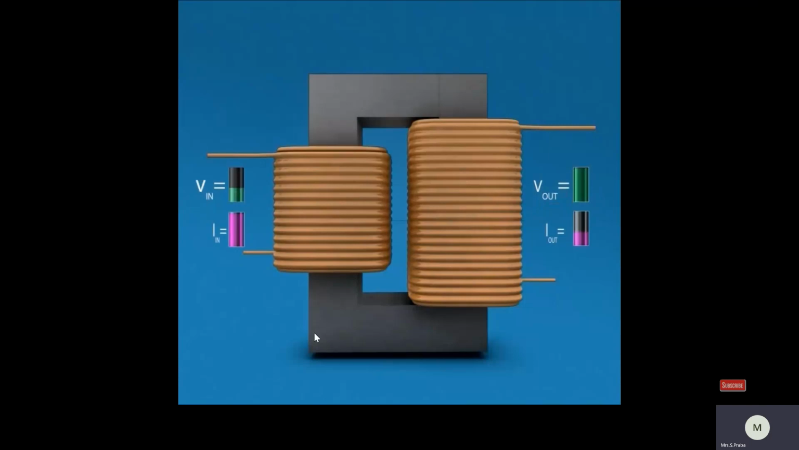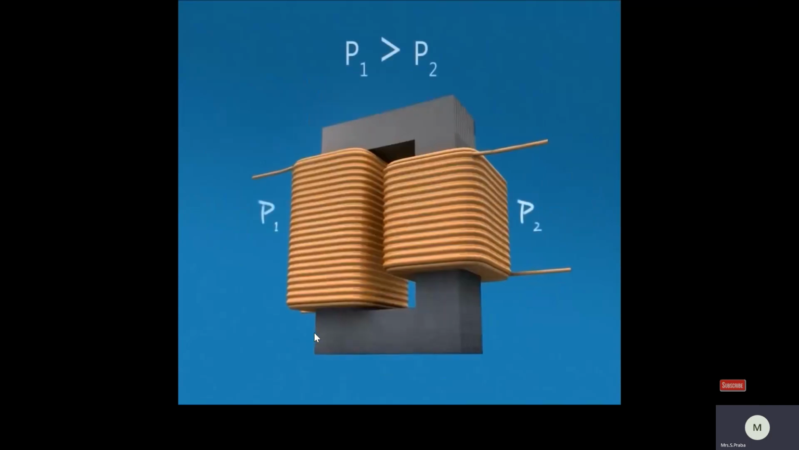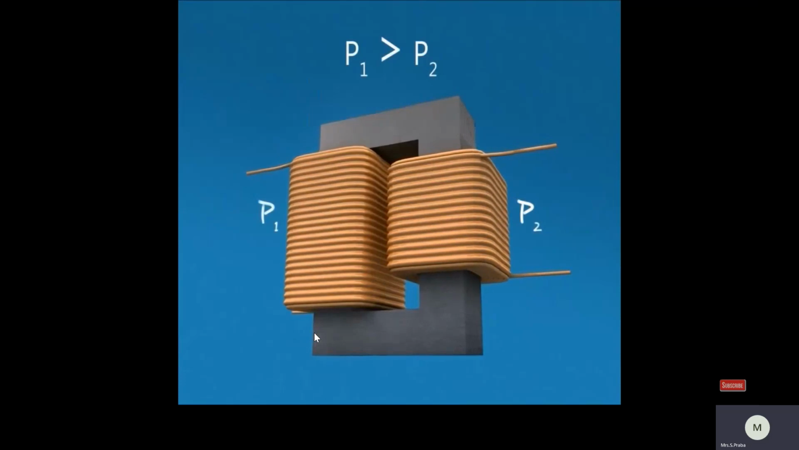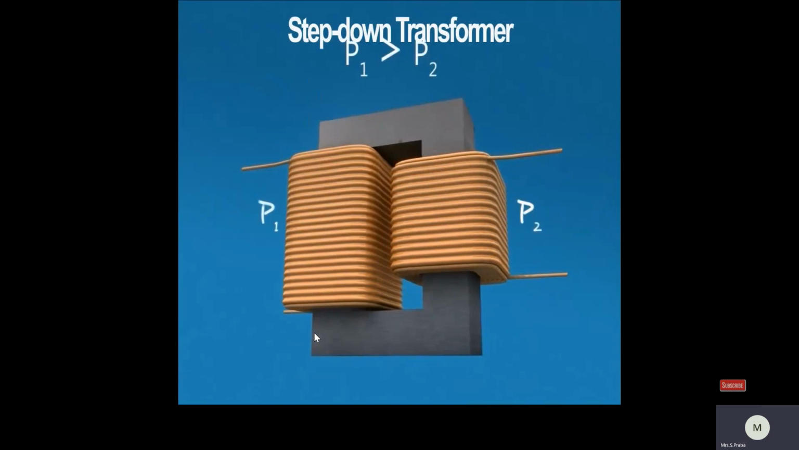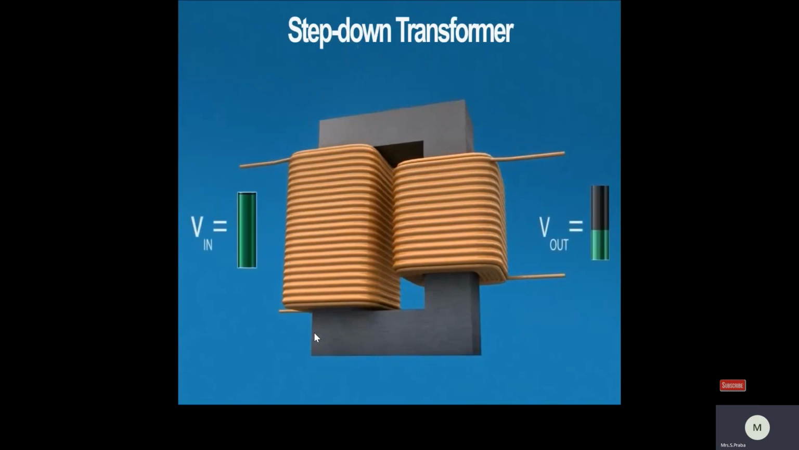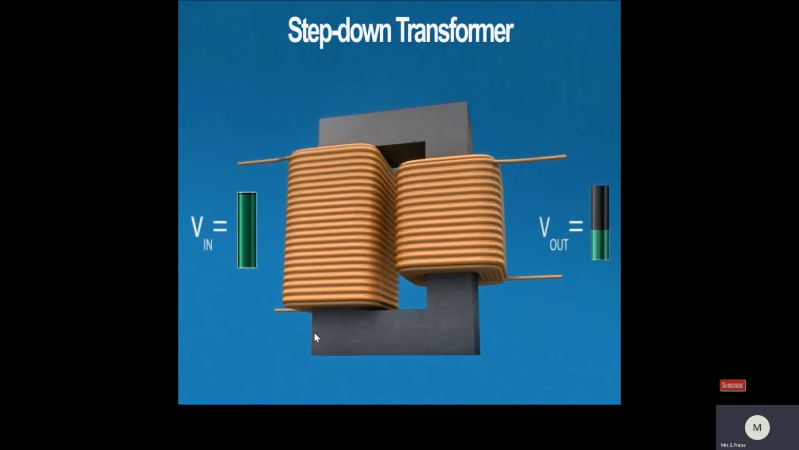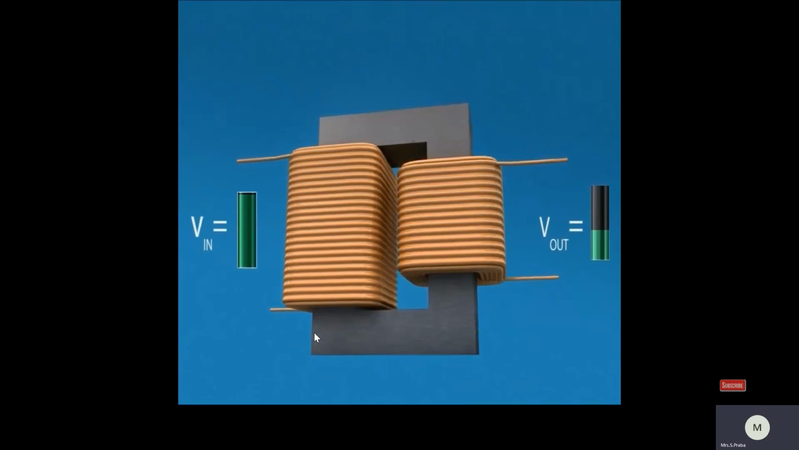Similarly, when the primary coil has more turns than the secondary coil, the transformer is called a step-down transformer, and the voltage induced on the secondary side, V out, is less than the applied voltage V in on the primary side.